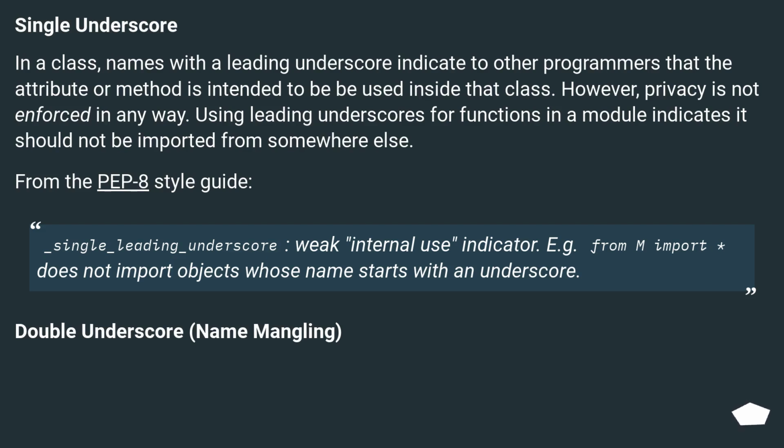From the PEP 8 style guide: _single_leading_underscore is a weak internal use indicator. For example, from M import * does not import objects whose name starts with an underscore. Double underscore, name mangling.